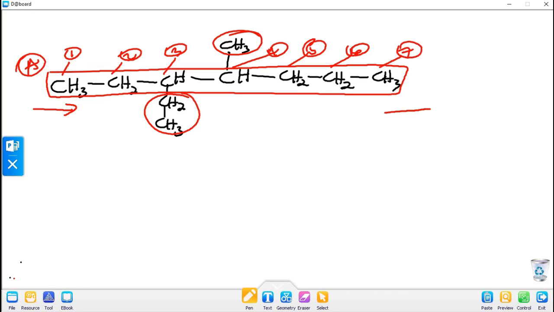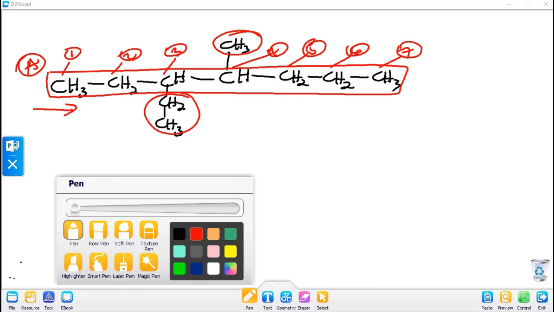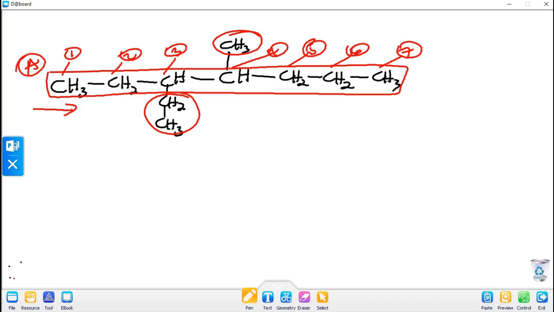But if we choose to come from the right hand side, let us finish with the left hand side first, so that it doesn't get us confused. Now, if we choose to come from the left hand side, we have two side chains. One is methyl and the other is ethyl. Don't forget, this is ethyl because it is C2H5.